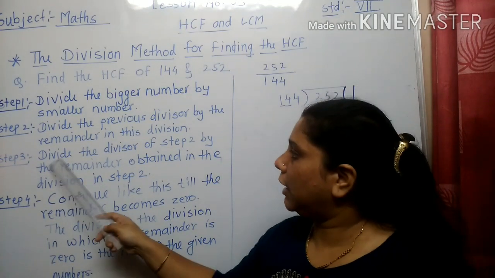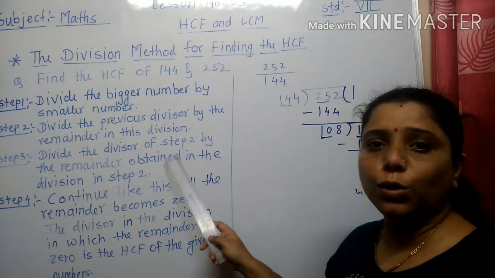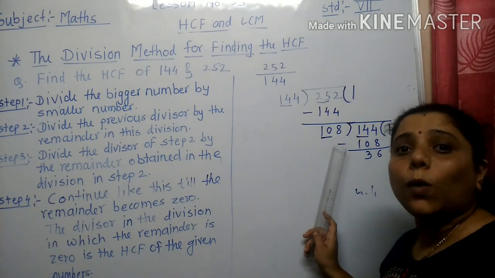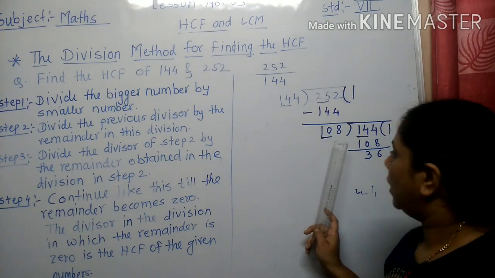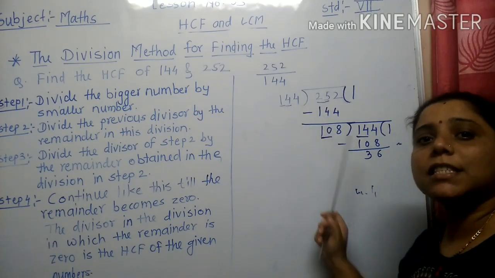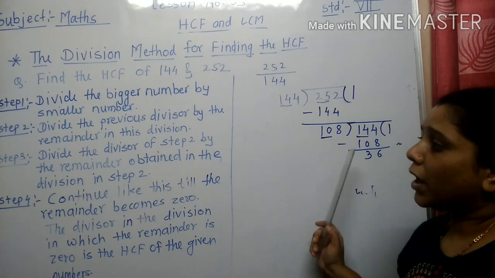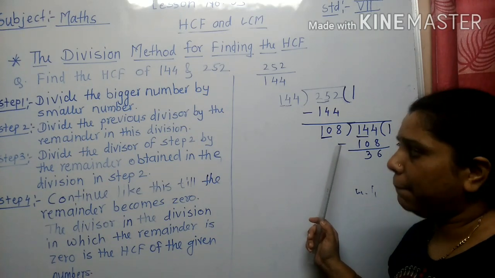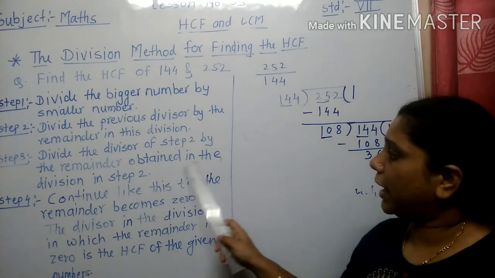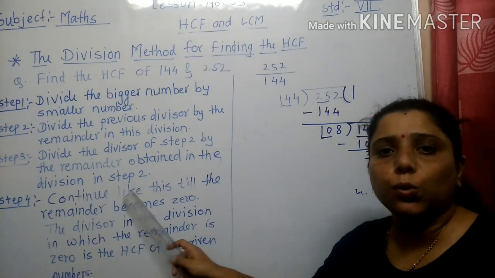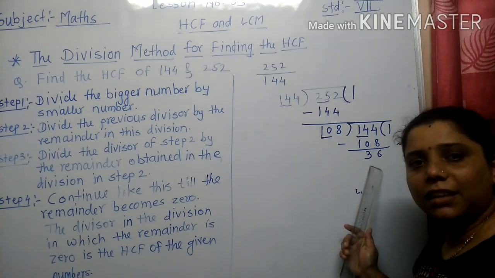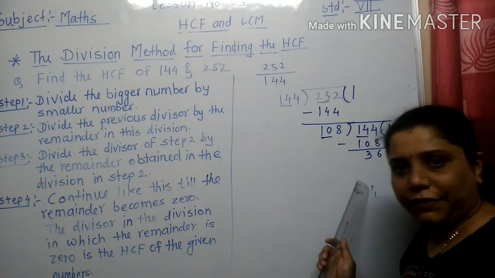Step 3. Divide the divisor of step 2. Now what is our divisor in step 2? Divisor in step 2 is 108. You are getting my point. So here, this is the first step divisor, this is the second step divisor. Divide the divisor of the second step by the remainder obtained in the division in step 2. Whichever remainder you get, that will be your next divisor.